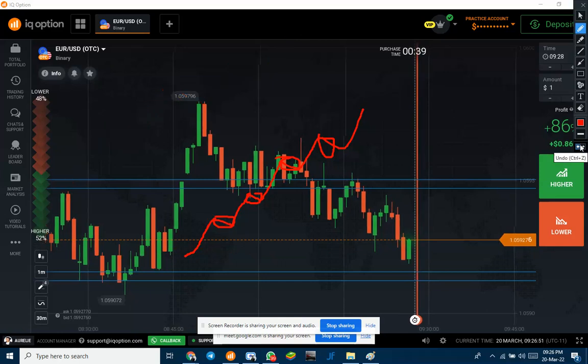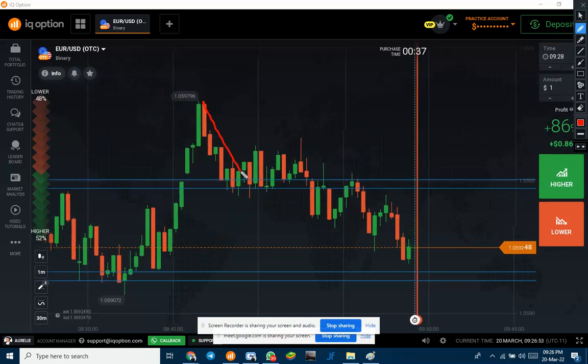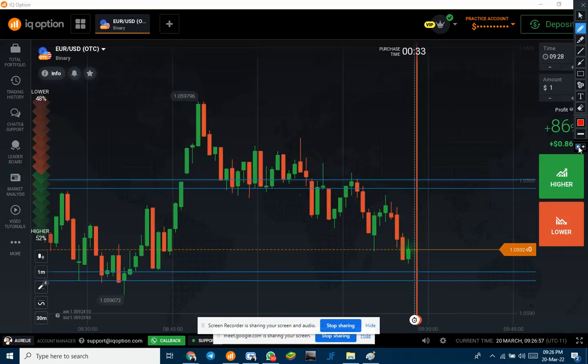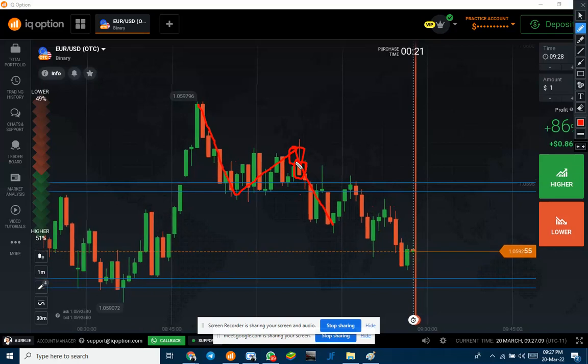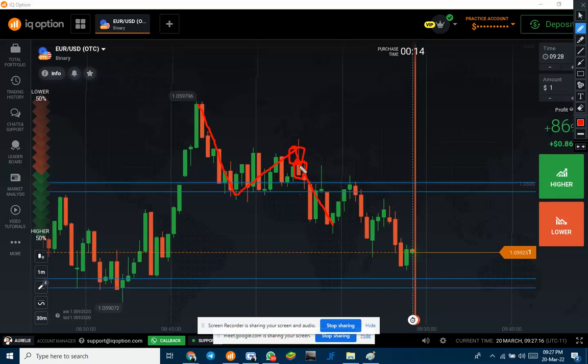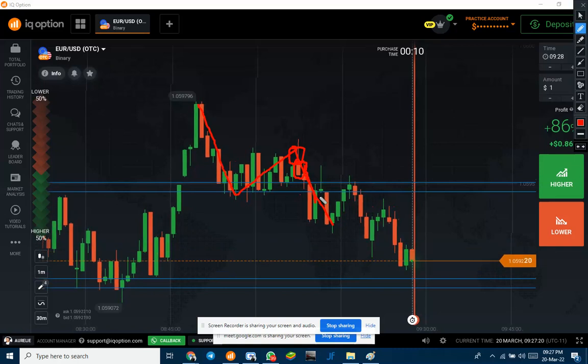Now take a look at how the market is moving here. This is what we call a downtrend, impulsive and corrective move. If you look at it very well, this is an impulsive move, this is corrective, this is an impulsive move. When the price reaches this level, what do you see? A shooting star, a red shooting star. That is why the price dropped. That is for the impulsive move. This is the corrective move.